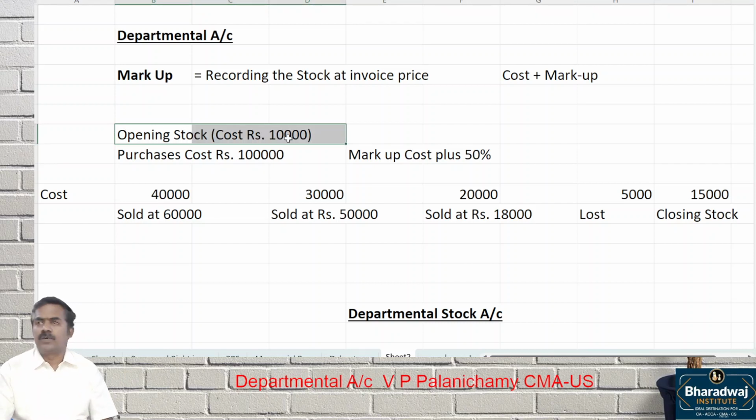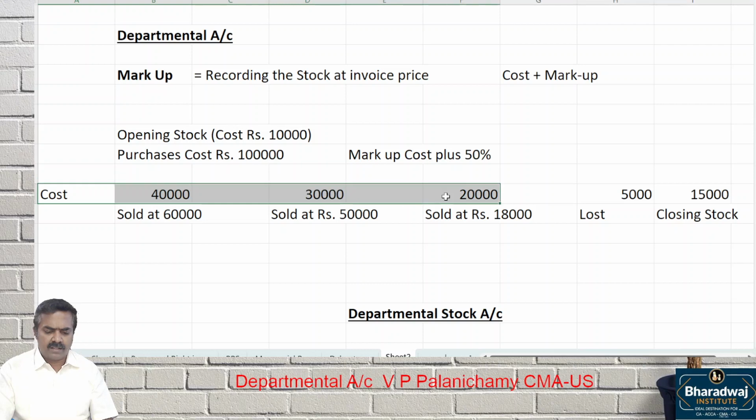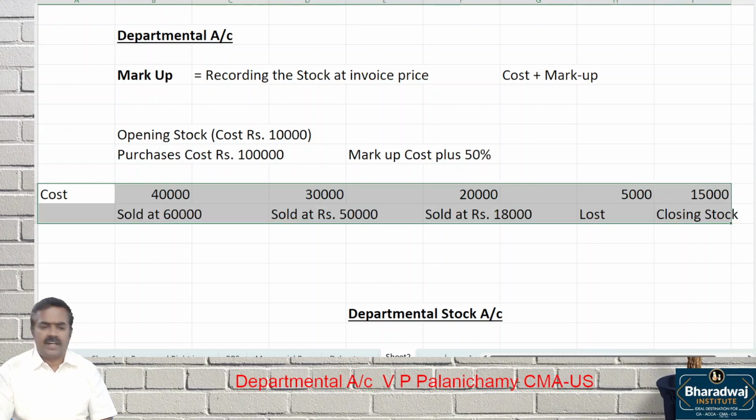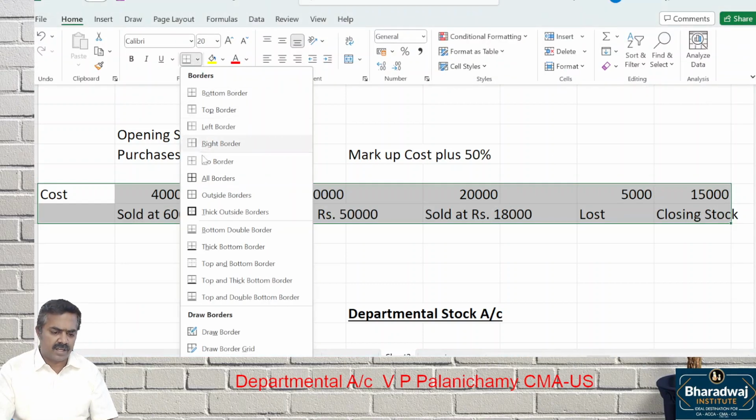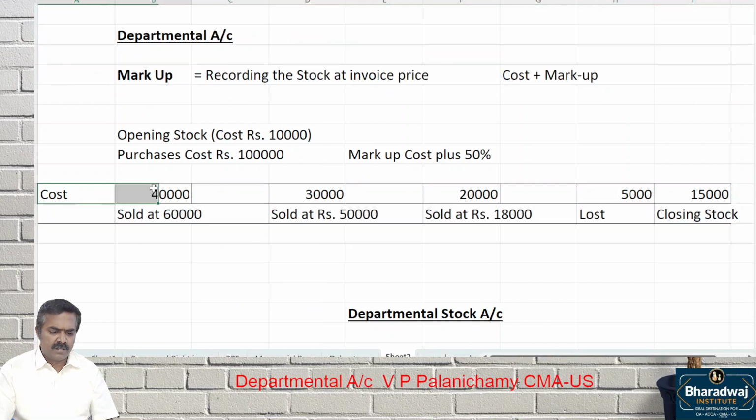Opening stock, what is opening stock? 10,000. What is the purchases? 1 lakh. Markup is cost plus 50%. These are the different types of items of stock handled during the year. An item costing 40,000 sold for 60,000. An item costing 30,000 was sold for 50,000. An item costing 20,000 is sold at 18,000. Some goods costing 5,000 are lost and 15,000 is closing stock.